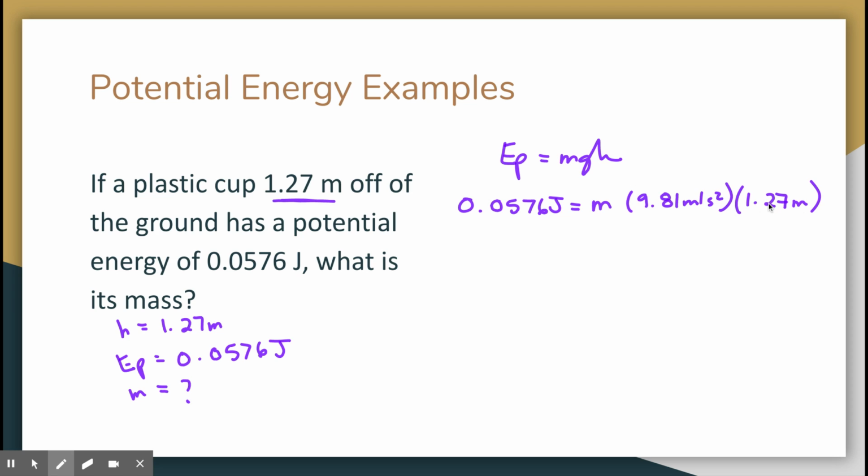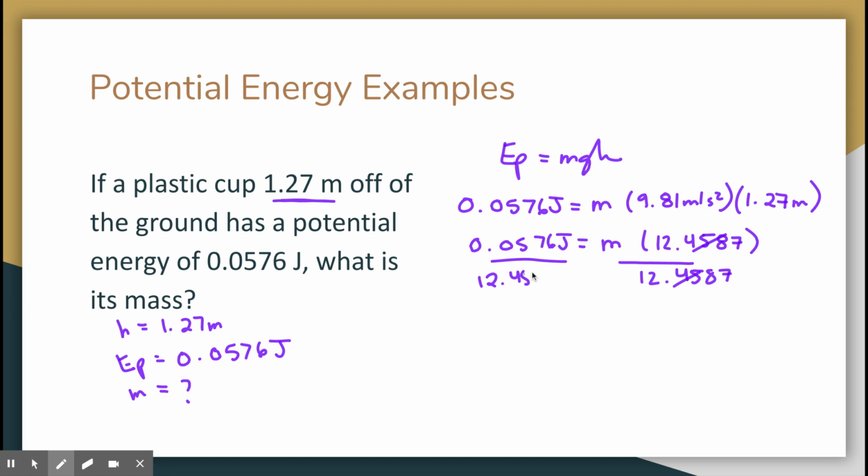So I like to simplify this first personally. So I'm going to multiply these two together, and that number should end up being 12.4587. Now, this is the math part. How do you get rid of something that's being multiplied? Because I'm solving for M, I'm going to divide. You do need to include all of the decimals when you do this. And if I divide one side, I divide the other side.